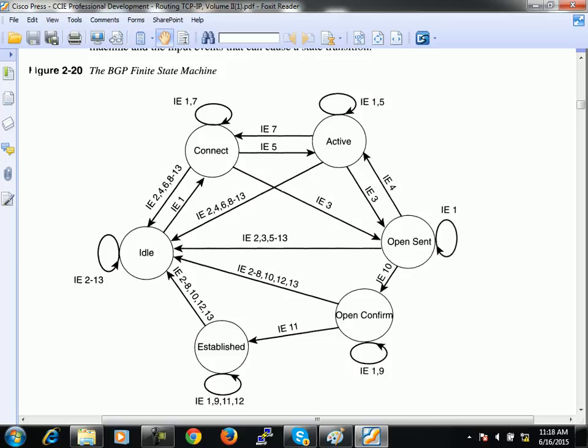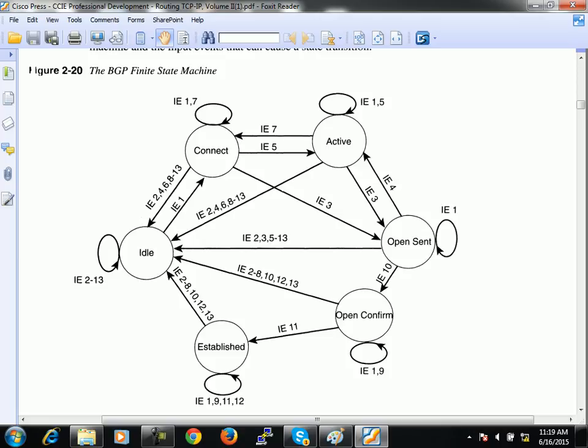Now if input event 3 occurs, what does it mean? In case your TCP connection has opened successfully, then again from active it will move into open sent state, but it can also come back from active state to connect state. Whenever your neighborship moves into active state, your BGP will always start its connect retry timer. Remember, whenever your neighborship moves into active state, your router will set its connect retry timer. If your connect retry timer expires, then it will directly move back into connect state, and in connect state it will again try to form a TCP connection.